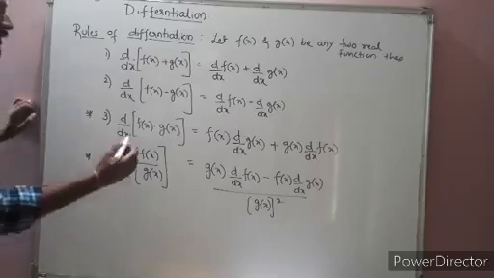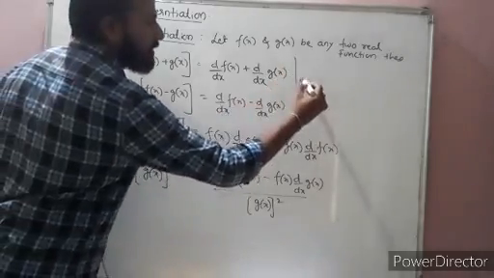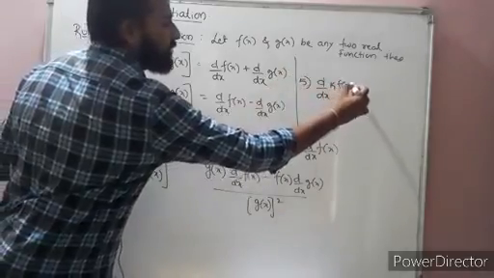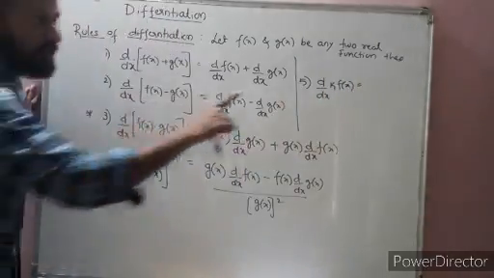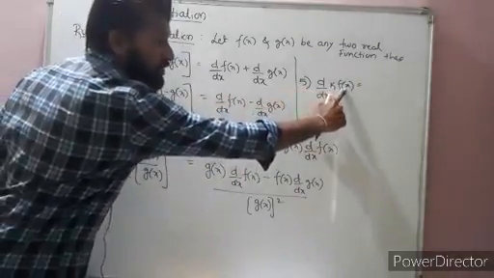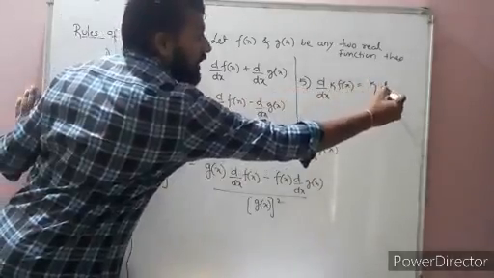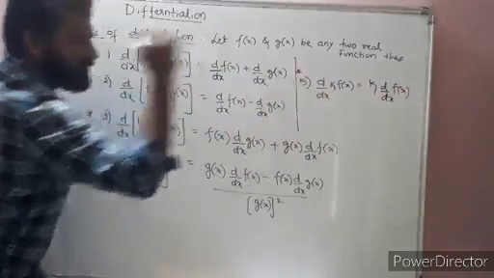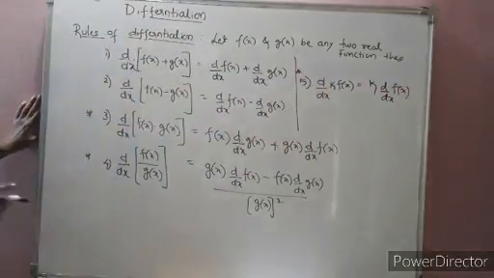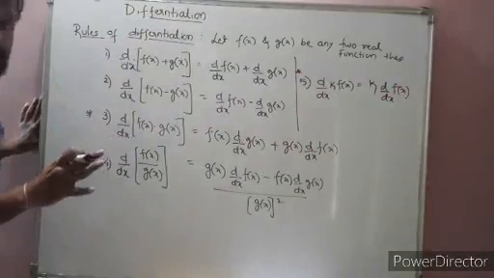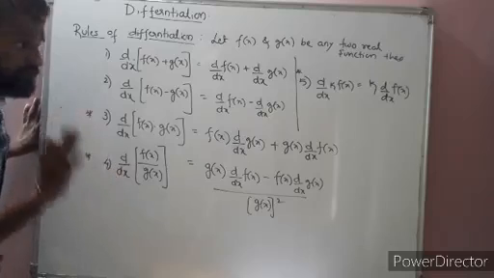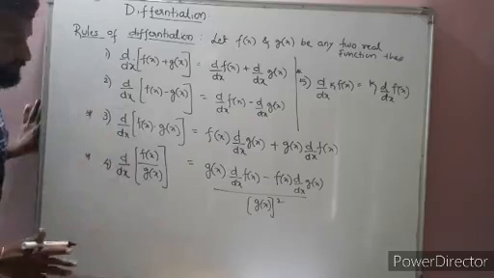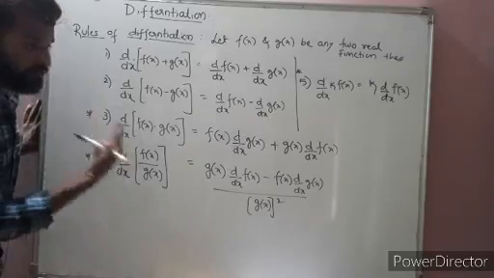Let me add one more which you already know, but still: d by dx of k times f of x, where k is a constant. So whenever a constant is multiplied with a function, you can take that constant out and write this as k times d by dx of f of x. This you already know, but still I'll add this as a fifth one. So these are the five different rules we have to differentiate any two, or any three, any four functions. So please pause the video to note it down.